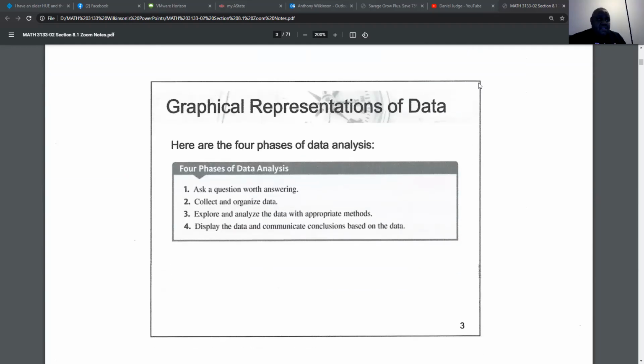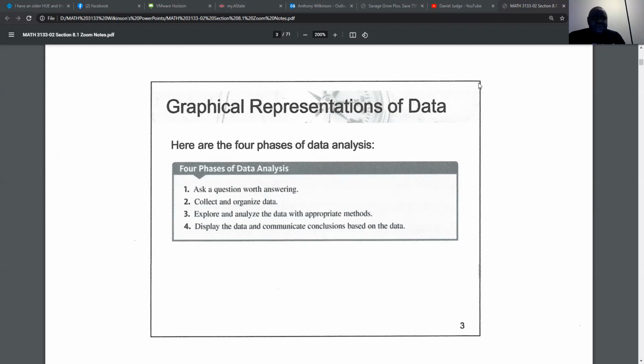Okay. So when we talk about data analysis, we're going to look at 4 phases here. We're going to ask a question worth answering, and then we're going to collect and organize the data. Then we're going to explore and analyze the data using appropriate methods, and then display the data and communicate conclusions based on data.